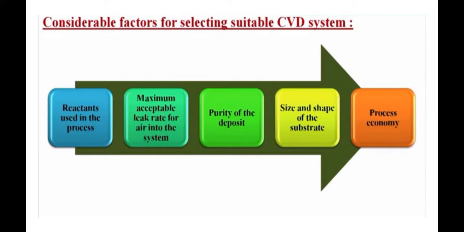So first is the reactants which are used in the process, that is a factor we need to consider. Then the maximum acceptable leak rate for air into the system. Then purity of the deposits and the size and shape of the substrate. And the last one is called the process economics.